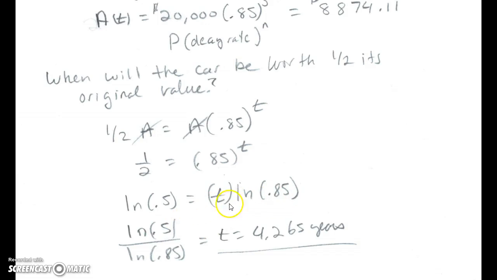Notice I divided both sides by the log of 0.85. So T is going to equal log of 0.5 over log of 0.85. Whether you're growing or decaying, if you want the time, you take the log of whatever you're doubling or tripling, or this time halving, and divide it by the log of the growth or decay rate, and you get the time, which is 4.265 years. So a little over 4 years, this car at 15% depreciation is worth half its value, and after 5, it's worth less than half.